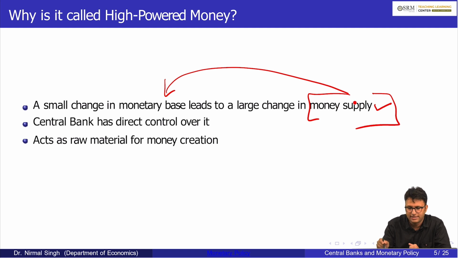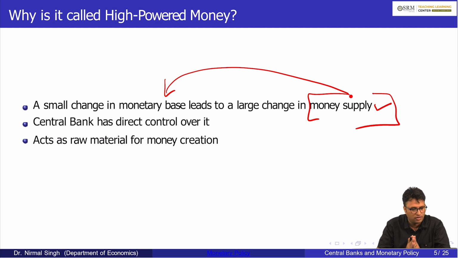So money supply is the result of, or depends upon, what the monetary base is. Based on that, we will reach a figure which will represent the aggregate money supply in the economy. The other thing is that it is directly controlled by the central bank. There is no other intervention in the creation of the money supply.